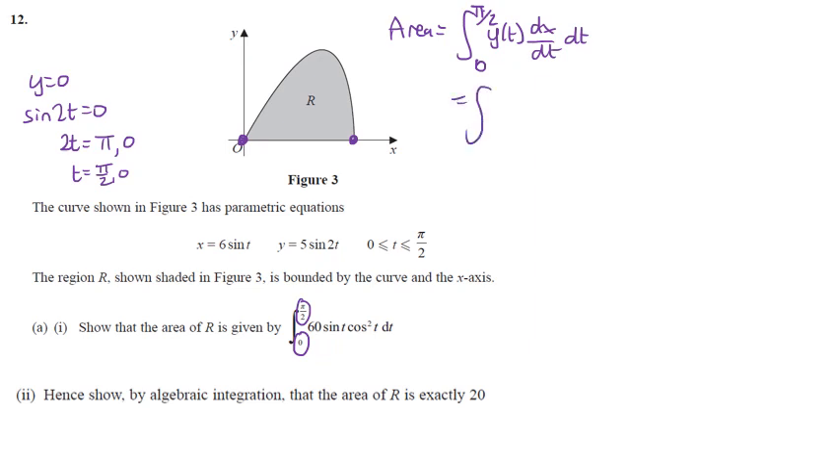So let's put everything else in now. So y is 5 sin 2t. dx by dt, so differentiate 6 sin t and you just get 6 cos t.